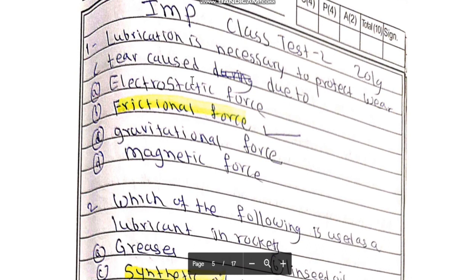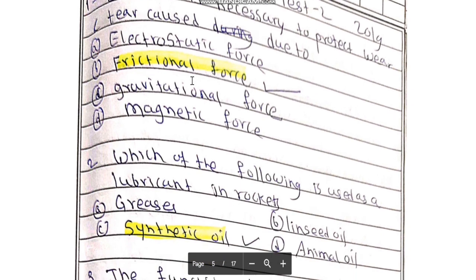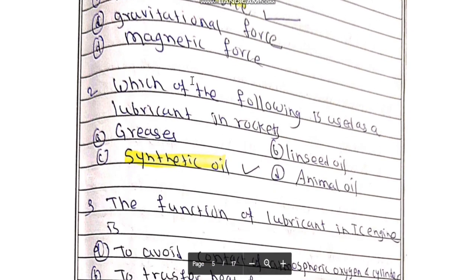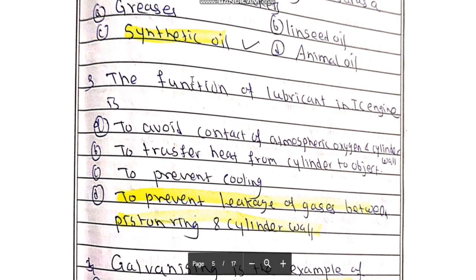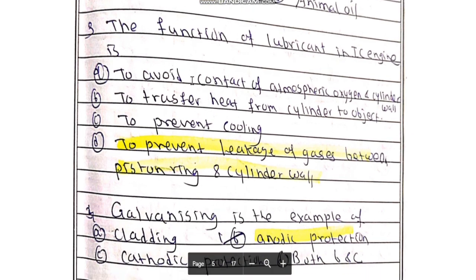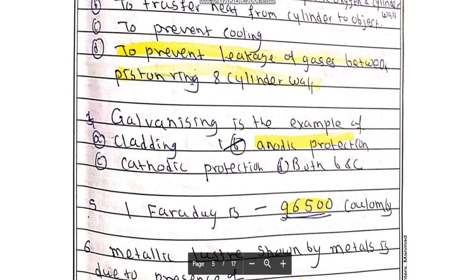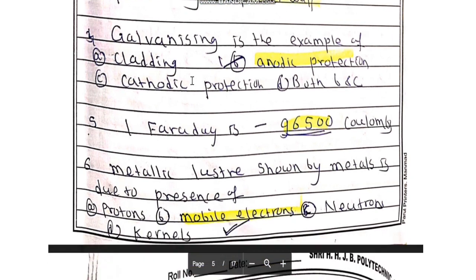Lubrication is necessary to protect against wear and tear caused due to frictional force. Which of the following is used as lubricant in rocket? Synthetic oil is used as lubricant in rocket. The function of lubricant in IC engine is to prevent leakage of gases between piston ring and cylinder wall. Galvanizing is the example of anodic protection.